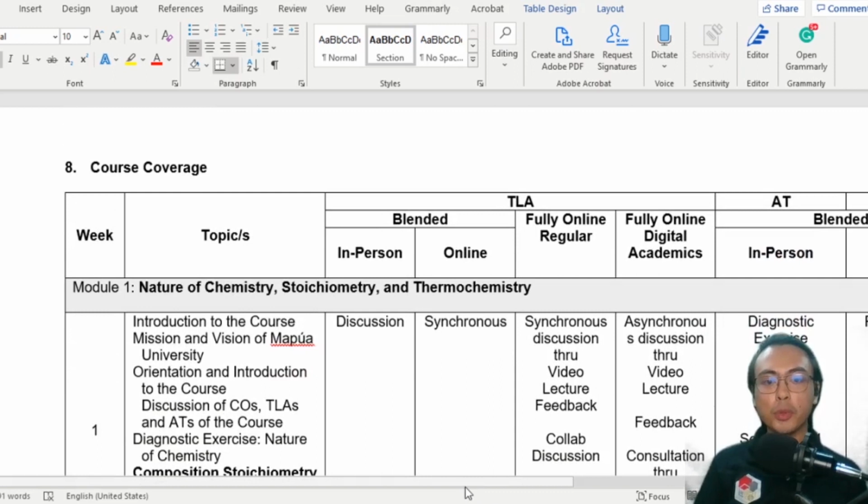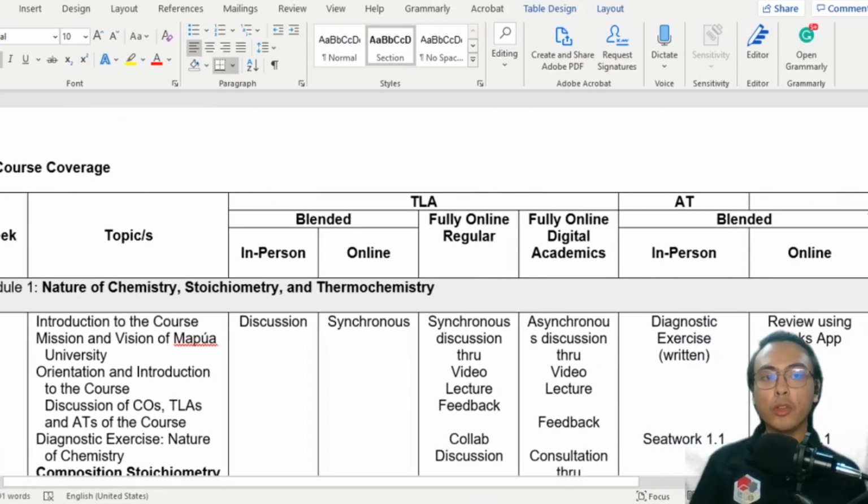Next, we go through your course coverage. Now, under the new modular system, our 11-week term is divided into 3 phases for the first module, second module, and third module. Module 1 will be for 4 weeks. Module 2 will also be for 4 weeks, while Module 3 will be for 3 weeks. So this is how we will be dividing your time in this course.